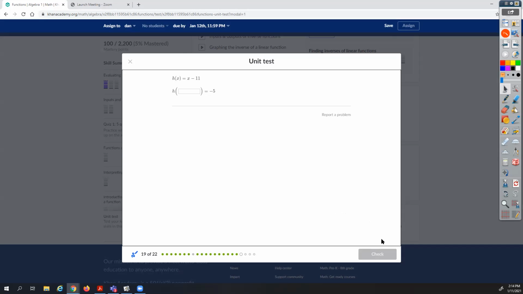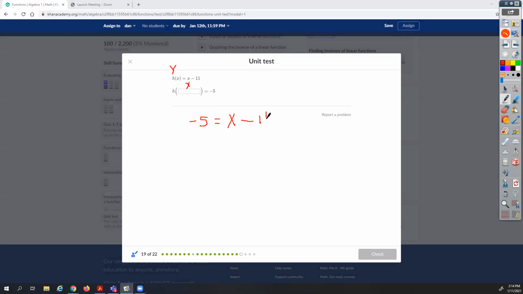Okay, so now we have this here. It says h of what number will give you -5? Well, we already know that this whole thing means y, right? And we know that whatever we put in here is going to be an x value, correct? So according to this, we could rewrite this as -5 is equal to x minus 11. So we could go ahead and solve for x, which was what? Add 11, plus 11, add 11.